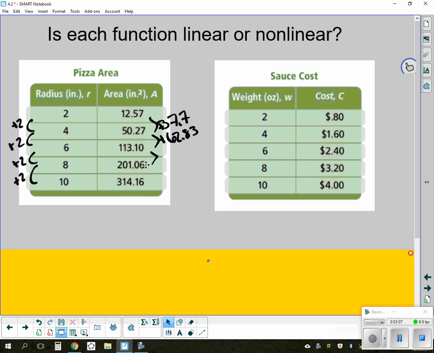201.06 minus 113.1 plus 87.96. So I'm getting different numbers each time. But that's not what is important. What is important is that your rate of change be the same.